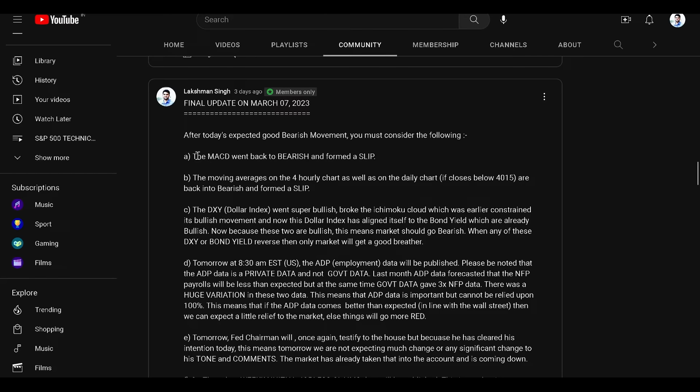So now, these were my findings, that the MACD went back to bearish and formed a slip. The MACD in the case of the S&P 500 formed a slip. What is a slip? This is what I'm going to discuss in the last point of the agenda, that is the probable movement of the S&P 500. What is a slip and how does it impact?